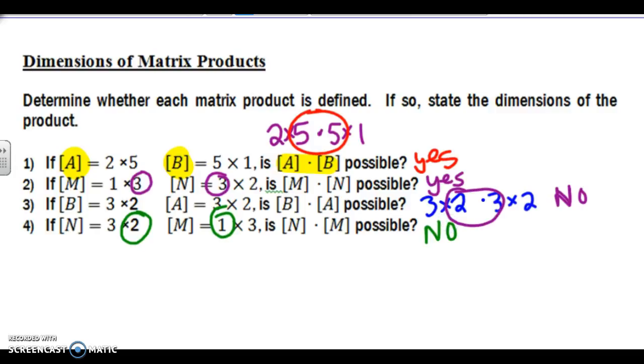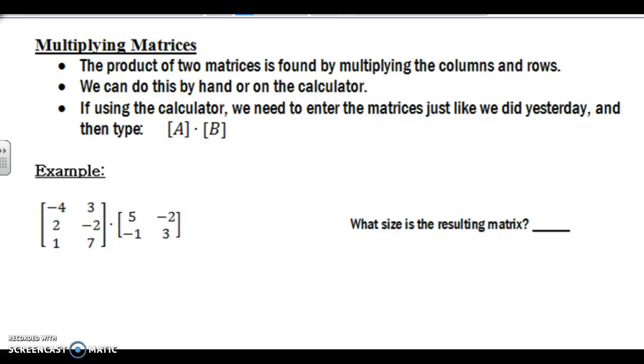Okay, so that's the first thing. Don't waste your time putting these into a calculator if you can't do them in the first place. So what we just did right here is the first thing that you should check. Write down the dimensions, see if it's even possible. The product of two matrices is found by multiplying the columns and rows. It's kind of tricky, and you don't want to have to deal with that, which is why we're showing you how to do it on the calculator.